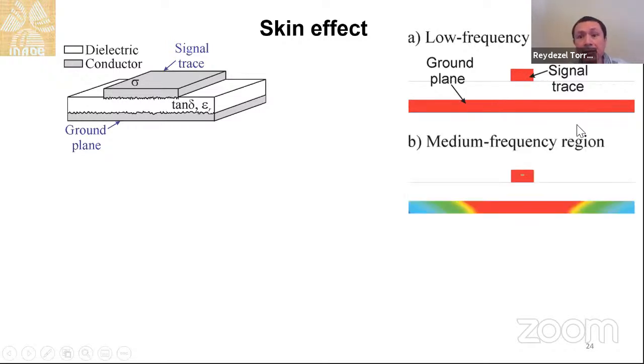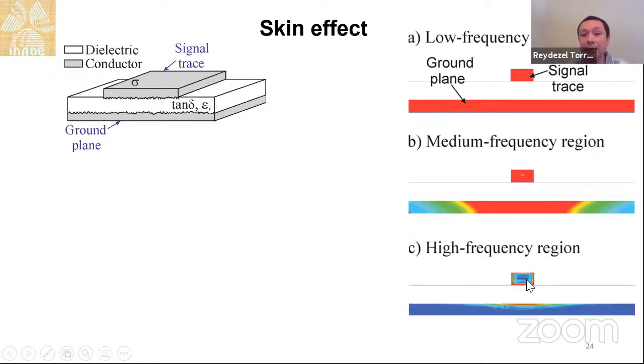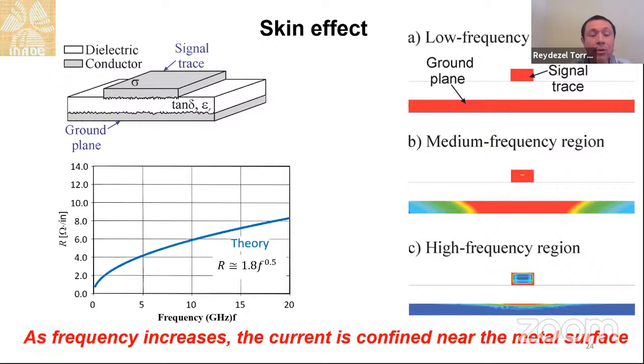But as we increase frequency, the current starts confining in the surface of the metal structure. Here you can see that now the current in the ground plane is being confined just in the center of the interconnect, and also the current starts confining in the surface. If we increase the frequency even more, the current is almost completely confined in the surface. If we translate this to an electrical representation, we can conclude that the resistance will increase as the frequency increases because of this skin effect. In microwave theory textbooks, you will find that the resistance is expected to increase proportionally with the square root of frequency.